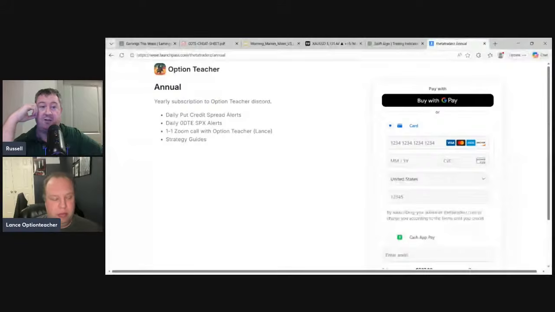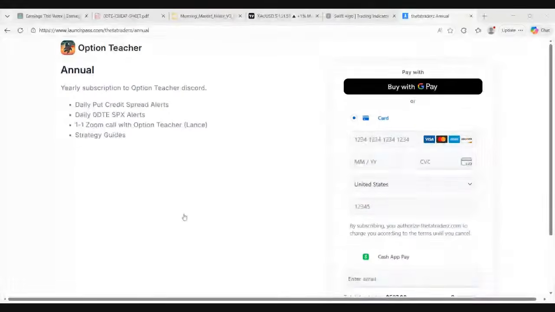All right, hopefully you can see that Option Teacher Launchpass link that I just put in. You see that? Okay, let's put it full screen. All right, so yeah, this is what you get. So maybe we go through each one of these and explain what the alerts are and things, would be pretty useful for people.